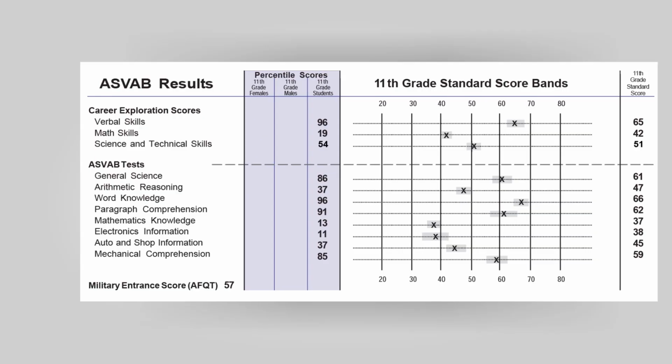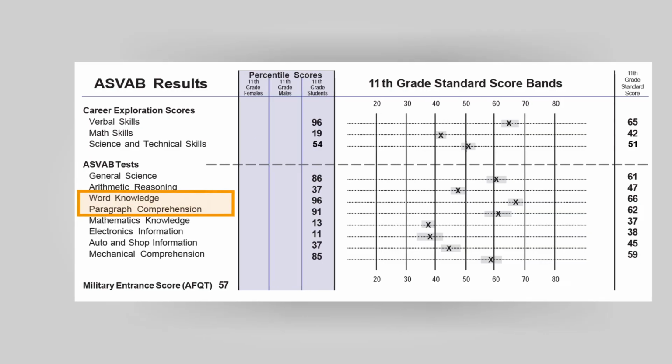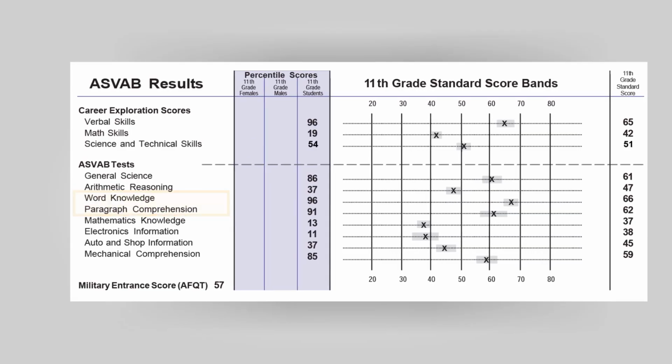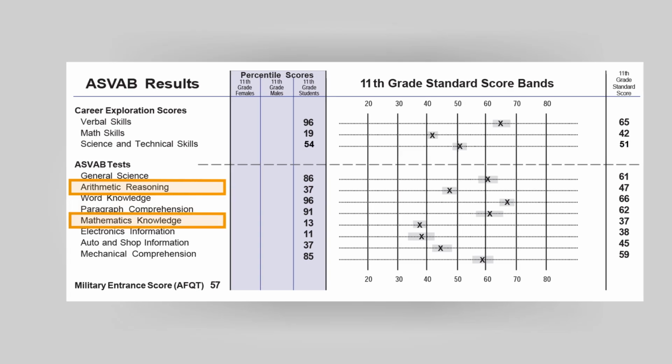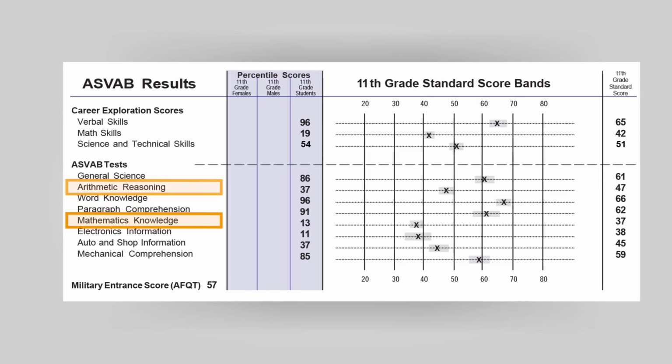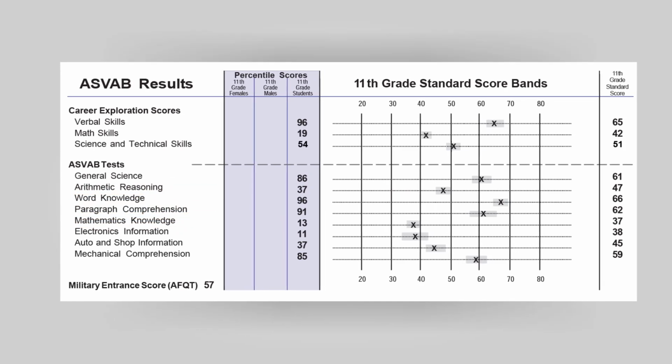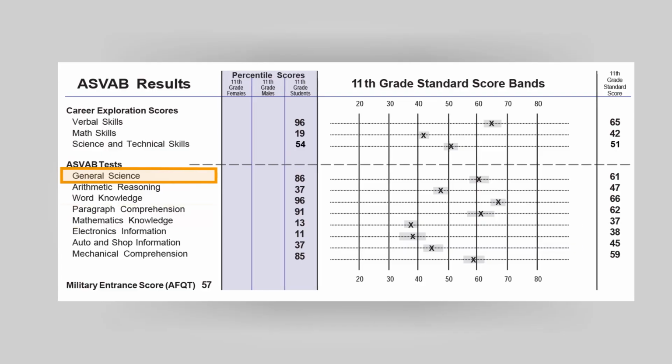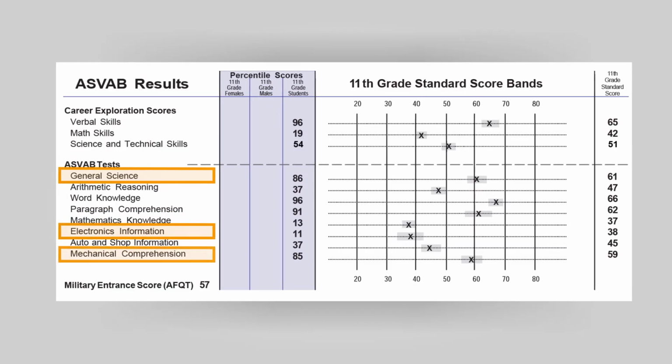The Verbal Skills score includes word knowledge and paragraph comprehension. The Math Skills score includes arithmetic reasoning and math knowledge. The Science and Technical Skills score includes general science, electronics information, and mechanical comprehension.